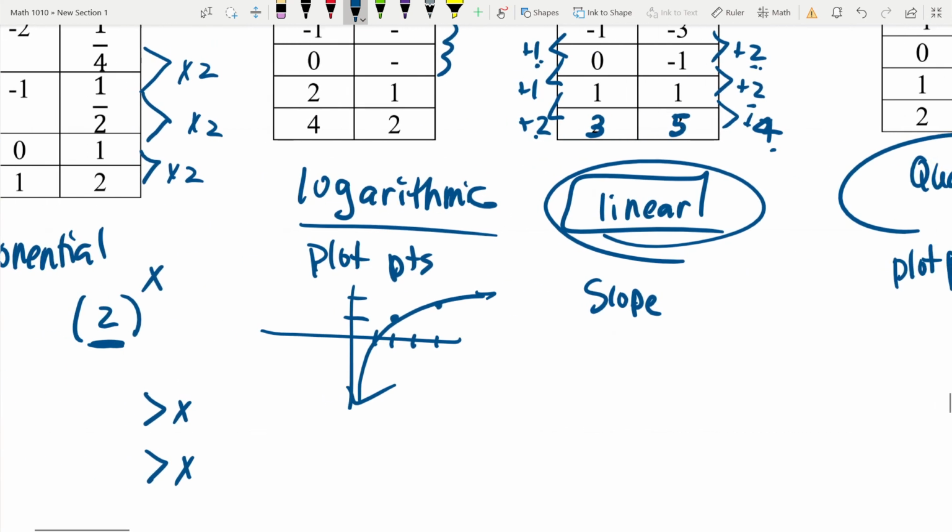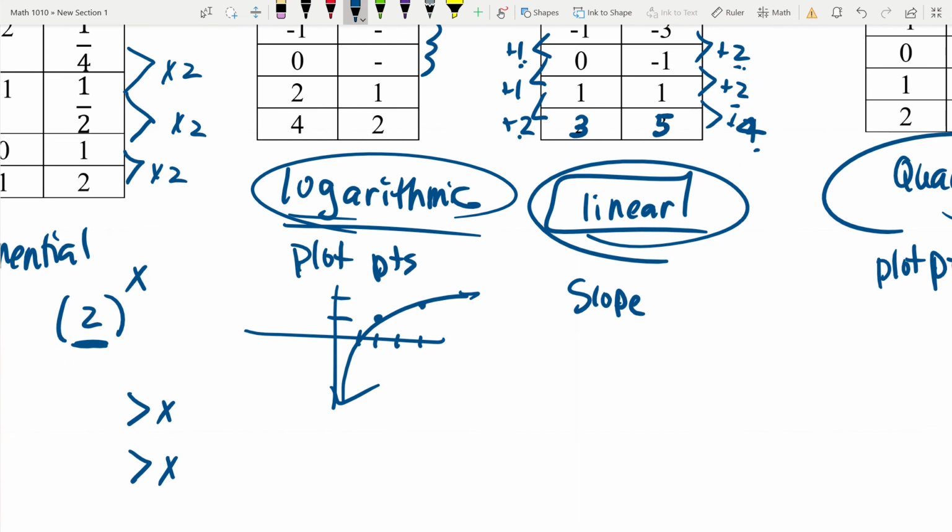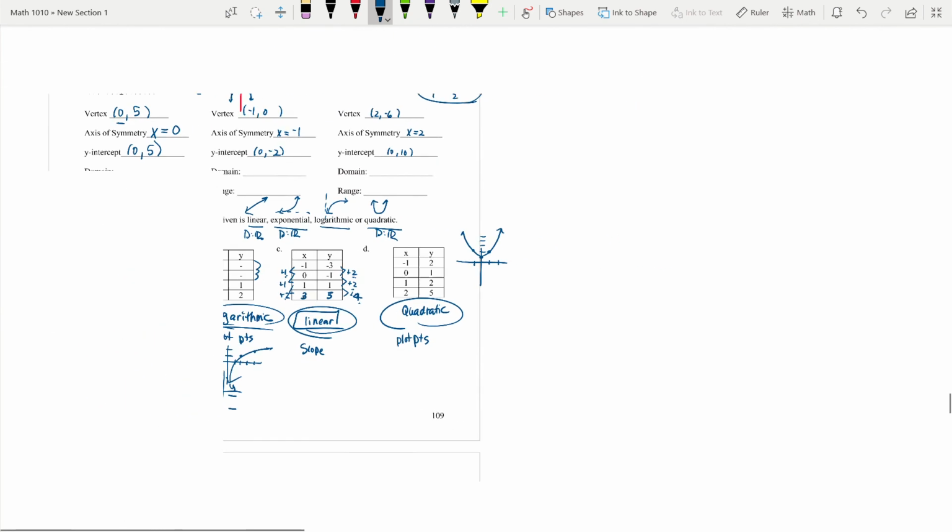Okay, but this one right here on logarithmic, remember that you're going to have dashes in your y column. That's a symbol that tells you it's probably going to be log. Okay, I think that's it.